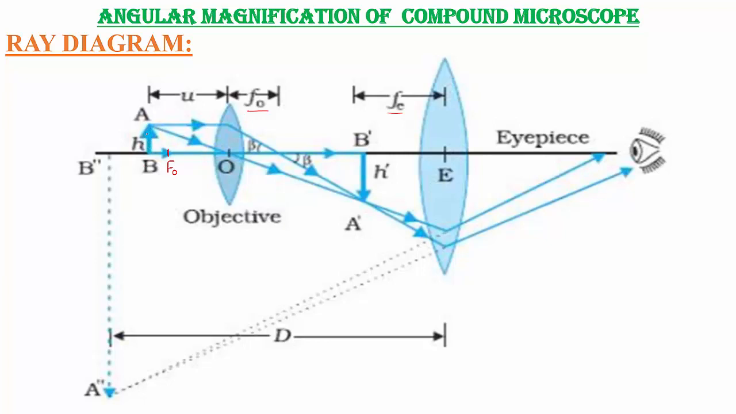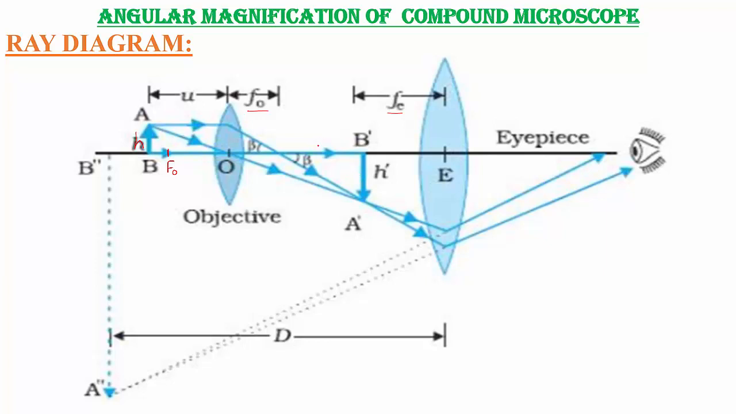This is a small object AB having height h. Here, from this object, two light rays are emitted. The first ray is passing through the optic center, so it is undeviated. Then come to the second ray of light. When it falls on the objective lens, two times refraction of light takes place, so that finally it emerges out, and these two refracted rays are converging at A dash B dash.